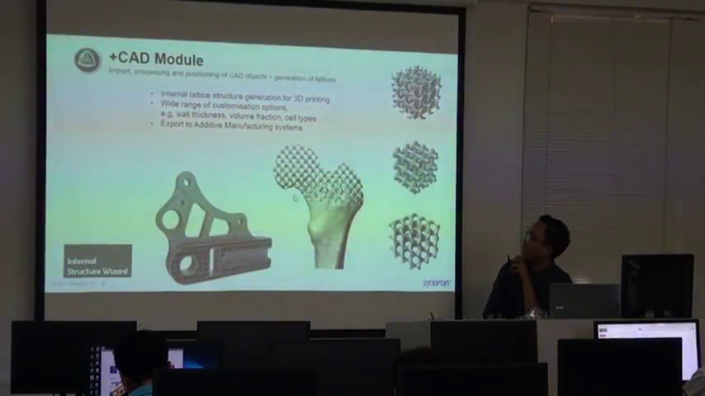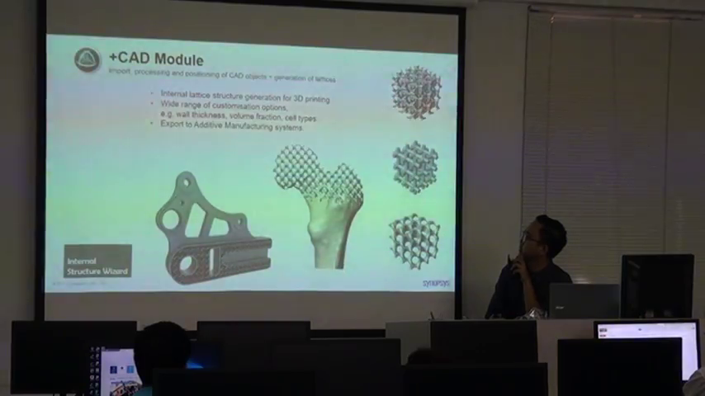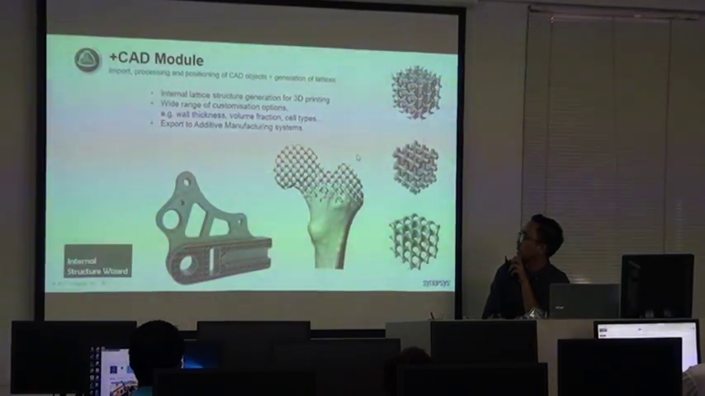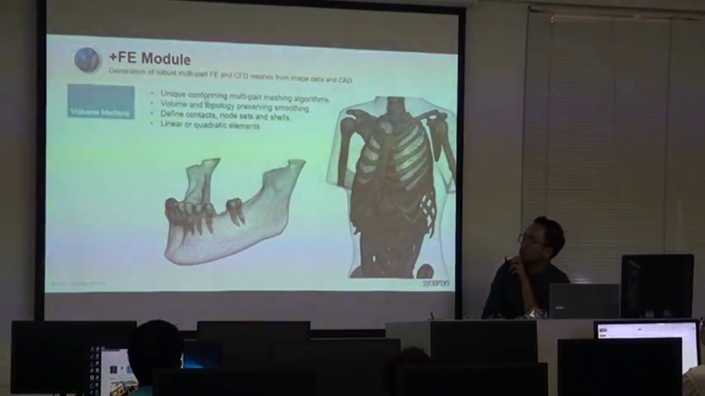And then in the CAD module, we have a tool that will allow us to design the internal structure, which is a lattice structure, as you can see. So we have a library of lattice structures for 3D printing. The next module is the FE module that will allow us to generate the volume mesh.